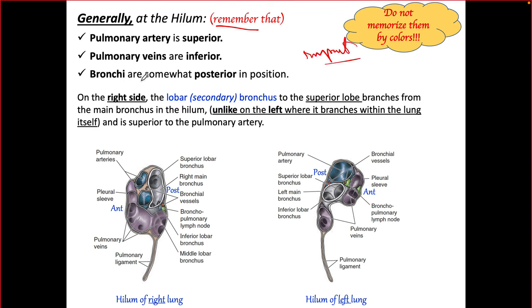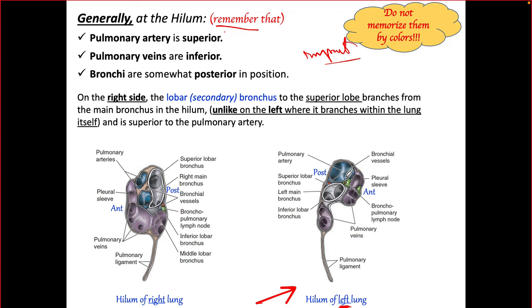So generally, this is okay with the left lung. Let us start with the left lung. Now in the left lung, guys, here it's okay. You can find those structures according to that rule in the left lung.